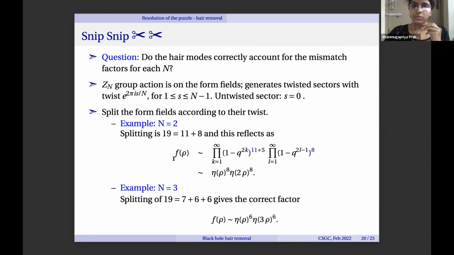Upon simplification, we are able to show that this f of rho is this eta product, where eta is a Dedekind eta function. This is the exact mismatch factor between the 4D and 5D black holes for n equal to 2. Now for the example n equal to 3, 19 is split into 7, which is the untwisted sector, 6 of them with a twist of omega, and 6 of them with a twist of omega square, where omega is the cube root of unity. Here again, we get the correct mismatch factor in the form of this eta product.